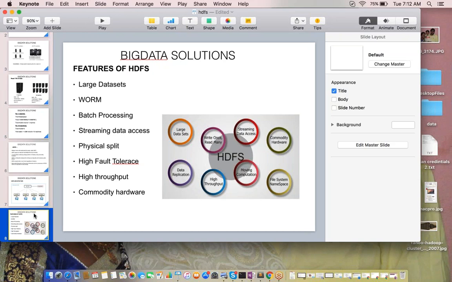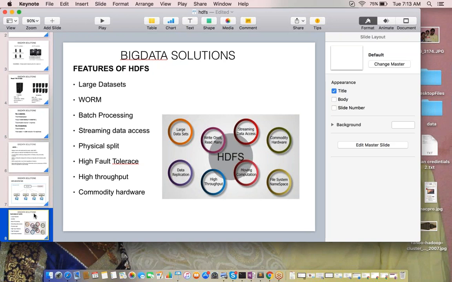Okay. Write once, read many. Like your Java program: write once, execute any place, right? The same way here in HDFS, you store the data once and you can read it any number of times. And it's batch processing. Batch processing means a huge amount of data can be processed. You can store the data, and at a later point of time you can generate the analytics.